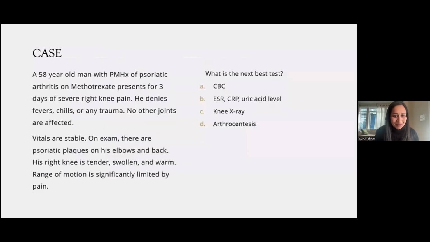So we'll start with a case, and I'm wondering if we could pull up a poll. This is a 58-year-old man with a past medical history of psoriatic arthritis on methotrexate, who's presenting for 3 days of severe right knee pain. He denies fevers, chills, or any trauma, and no other joints are affected. Vitals are stable. On exam, he has psoriatic plaques on his elbows and back, and his right knee is tender, swollen, and warm. Range of motion is significantly limited by his pain. What's the next test you'd like to order? And it may be that you want to order all of them, but if you could just pick one.